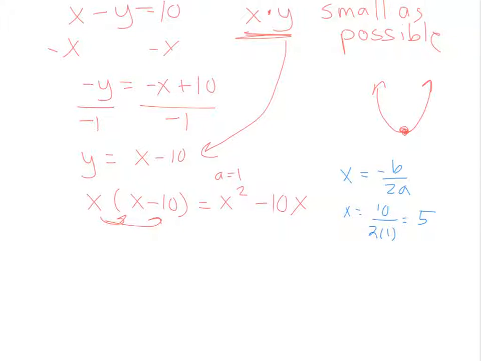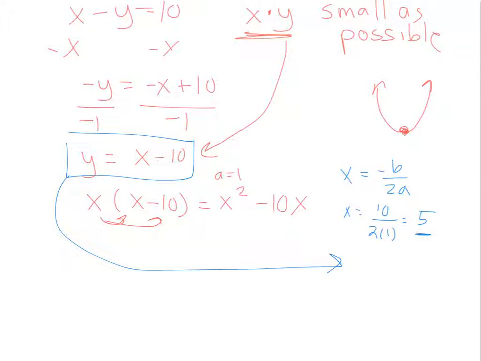So then to get my y coordinate, the other value I need to plug in, well actually, one of my numbers is the 5. To get the other number, I can just replace it in here. So if x is 5, my y has to be 5 minus 10, which is negative 5.